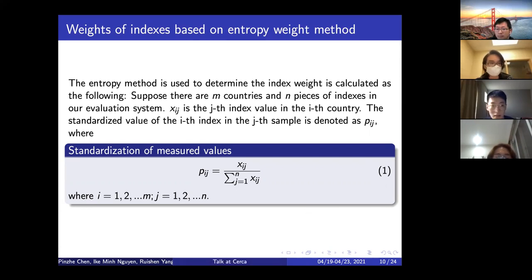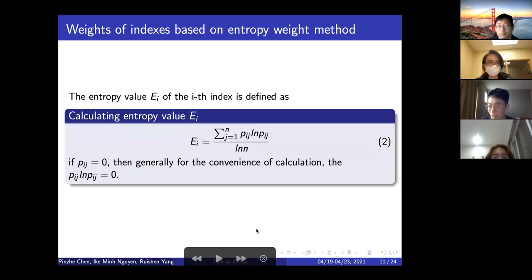The entropy weight method used to determine the index weight is calculated as follows. Suppose there are m countries and n indexes in our evaluation system. Xij is the jth index value in the ith country. The standardized value of the jth index in the ith sample is denoted as Pij. This is called the standardization of measure values. After we get the standardized measure values Pij, we can calculate the entropy value using the equation in the table, which is defined as this.